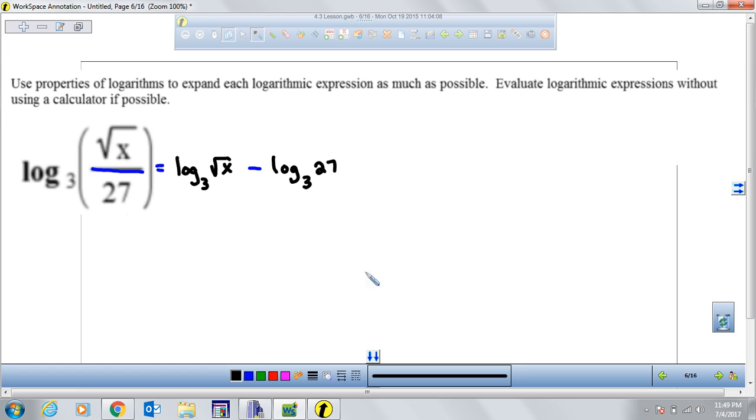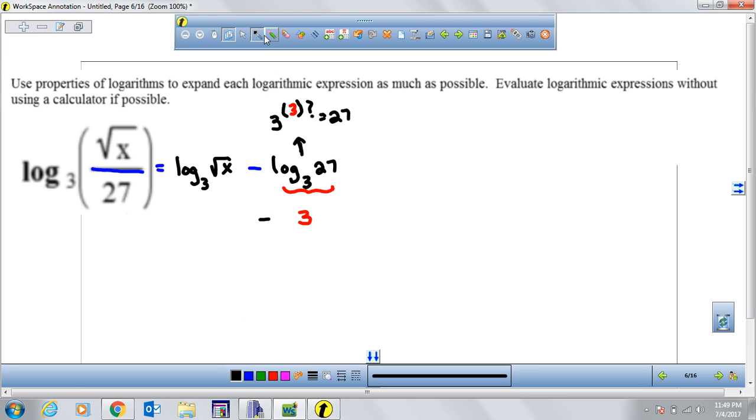Okay. So there are two more things that we can do. One of them is that if you look at this log, we can evaluate it, and this one is very common, because it means 3 raised to what power equals 27, and that would be 3 to the 3rd power. So this log right here has a value of 3. That's the power. And not only that, if you remember, we talked about the square root. The square root, in reality, represents a power of 1/2.